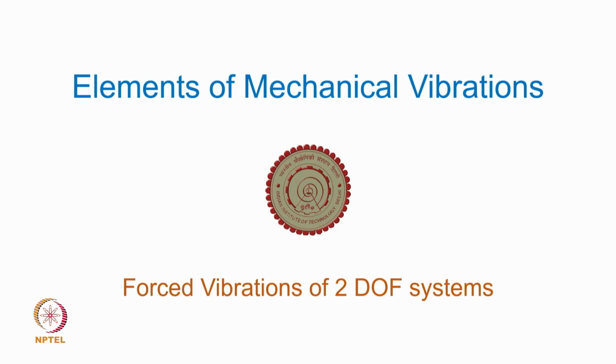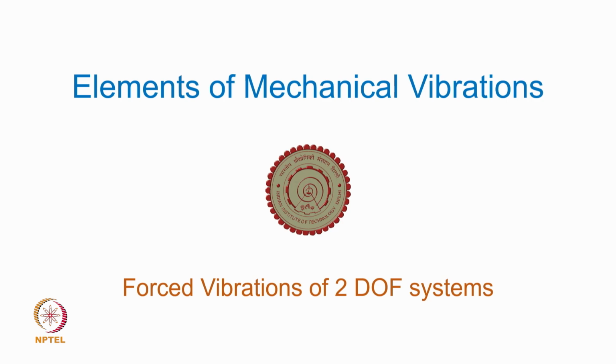Hello and welcome to this lecture of the course elements of mechanical vibrations. In the past lecture we have discussed how a typical vibratory system can be modeled as a 2 degree of freedom system where possible, and we have formulated the governing equations of motion, found out the natural frequencies and got introduced to the mode shape concept.